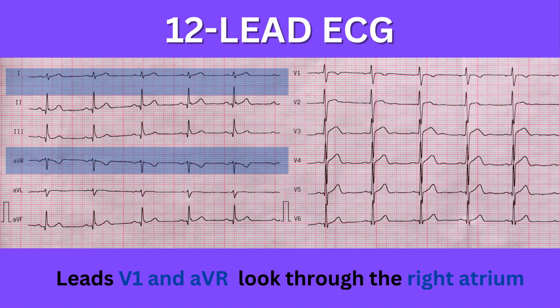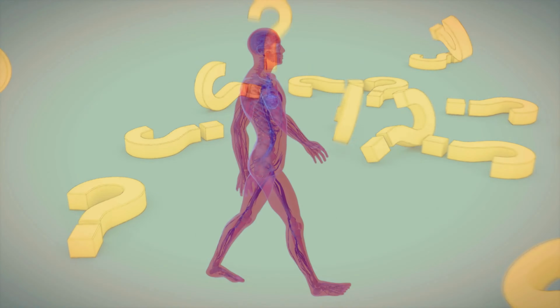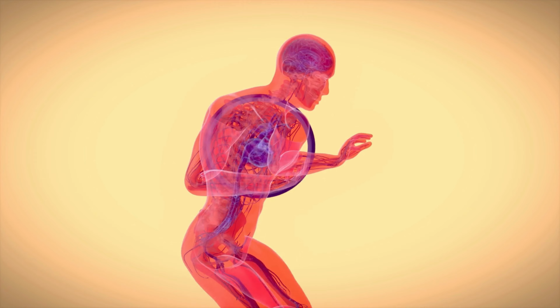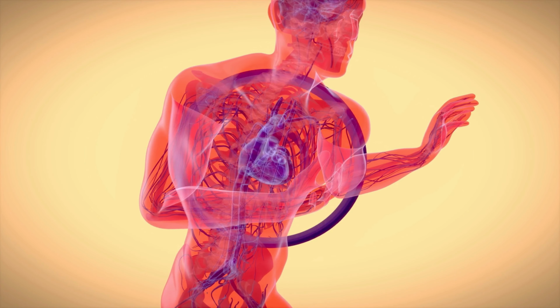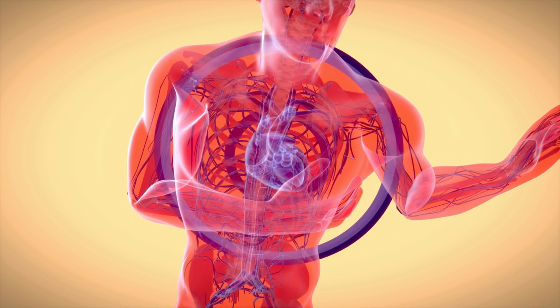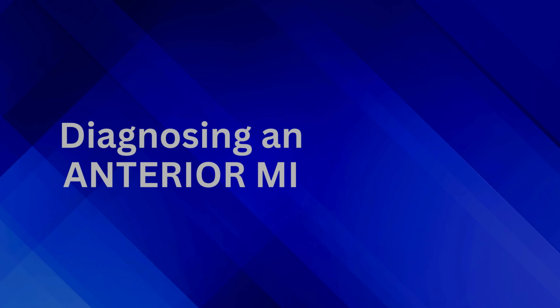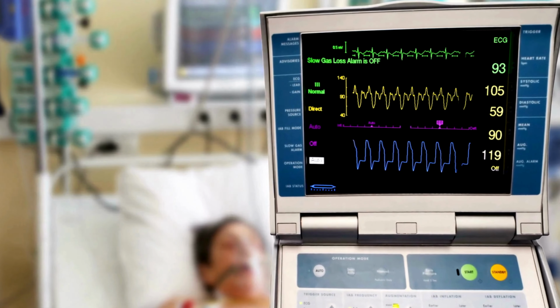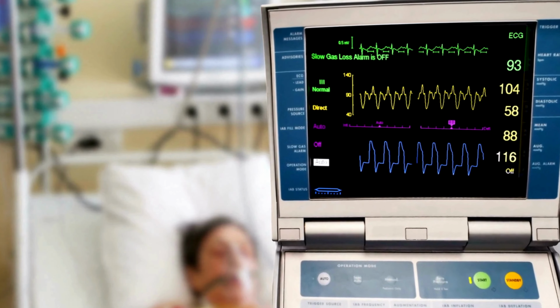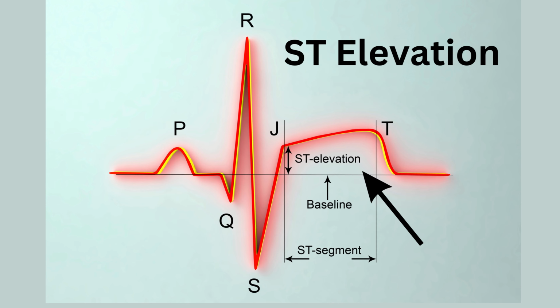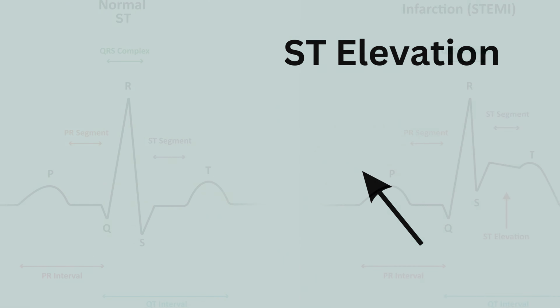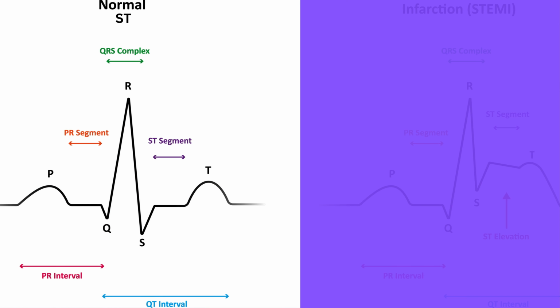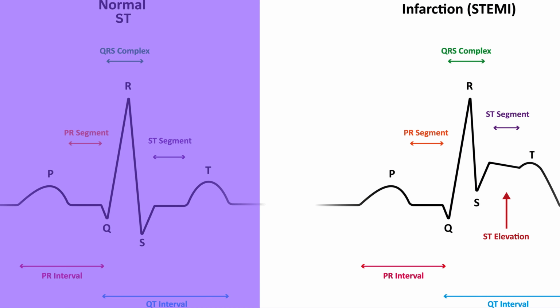So why is it so important to view these distinct areas of the heart? Because an MI can occur in any part of the heart, and each location will look different on the ECG. One way to diagnose an acute MI is to look for elevation of the ST segment. Here we see a normal ST segment. Now compare that to elevation of the ST segment.